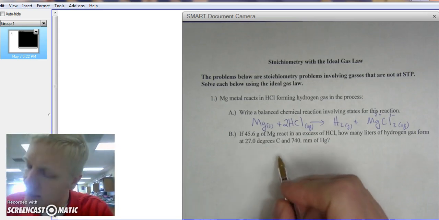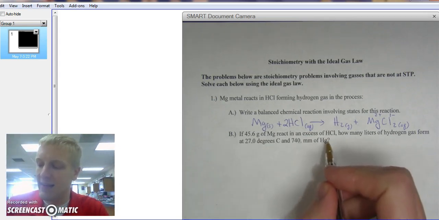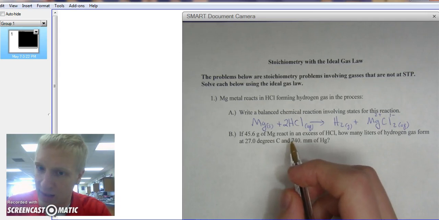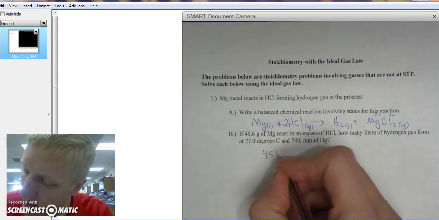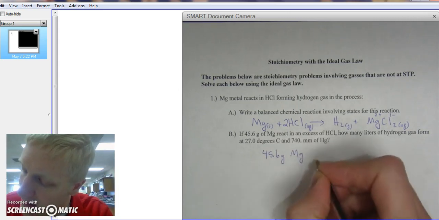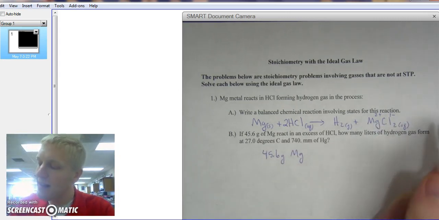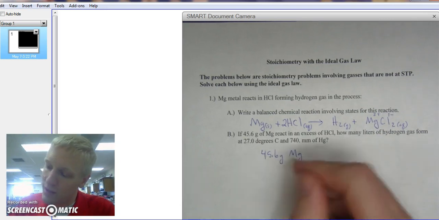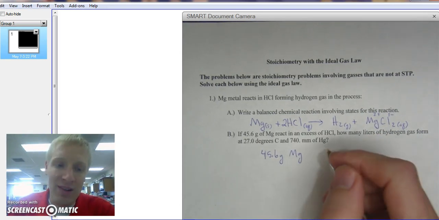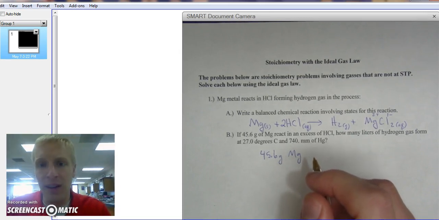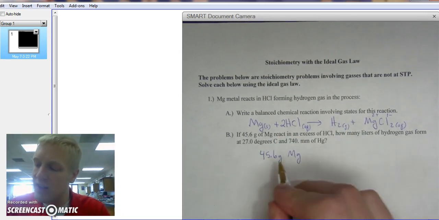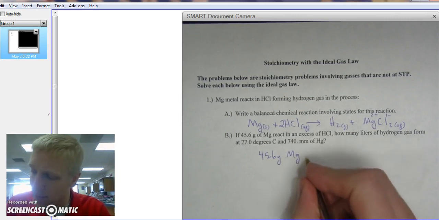If 45.6 grams of magnesium react in excess HCl, which would suggest magnesium is my limiting reactant, so I'm going to write down my given. 45.6 grams of Mg, and it says how many liters of H2 gas form. So I got to convert this to moles, do mole ratio. I don't have that buddy sheet up, but if you had it up, there's those 5 steps. Write and balance equation, write down given, convert to moles, step 3.